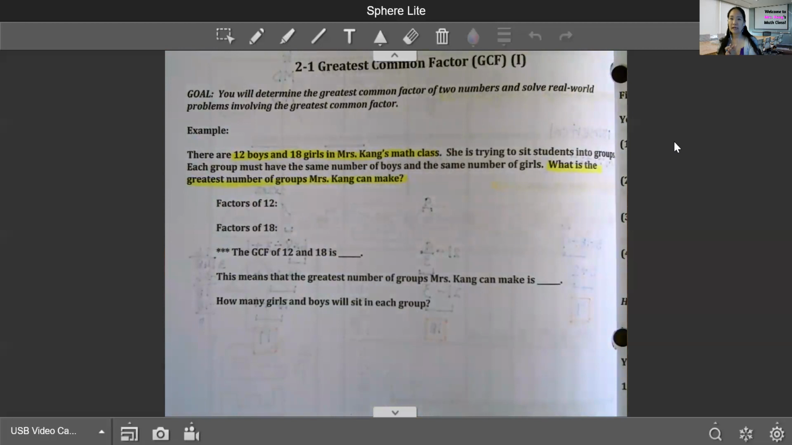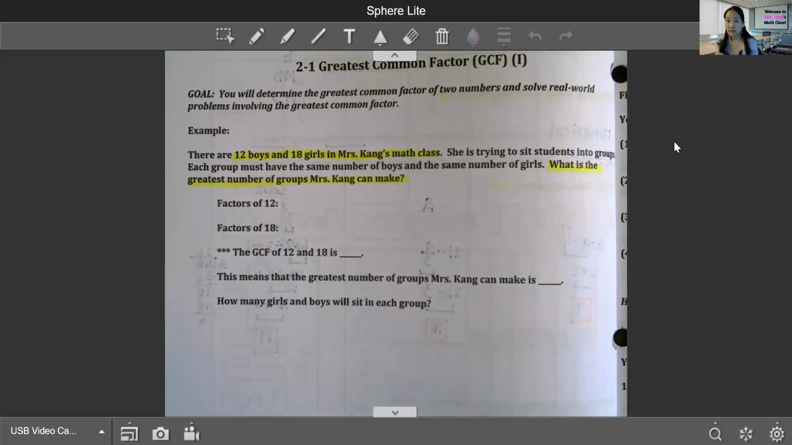There are multiple ways that I can form groups. For example, I can have one big group of 12 boys and 18 girls. I can also do 2 groups in which each group has 6 boys and 9 girls, and so on. Well, how do I know how many groups I can have? That's the point of finding the common factors.